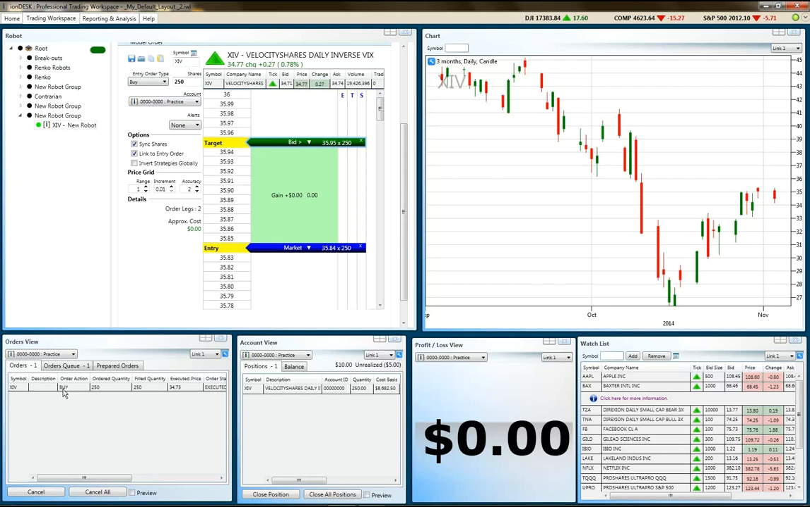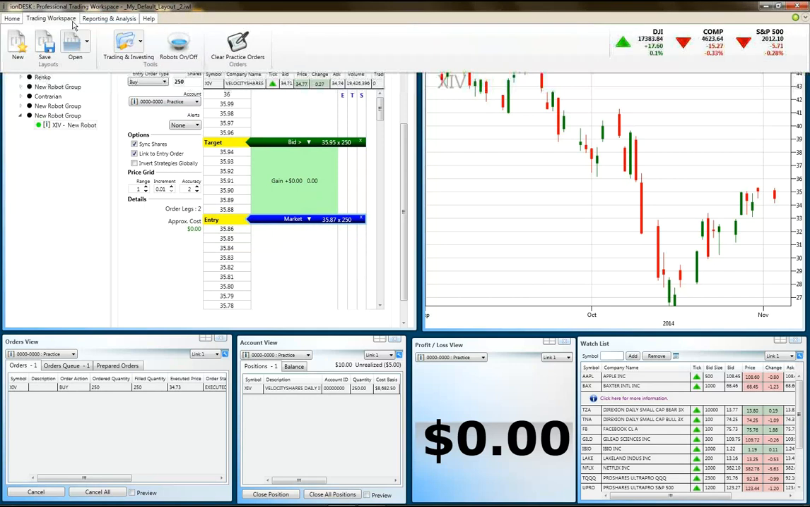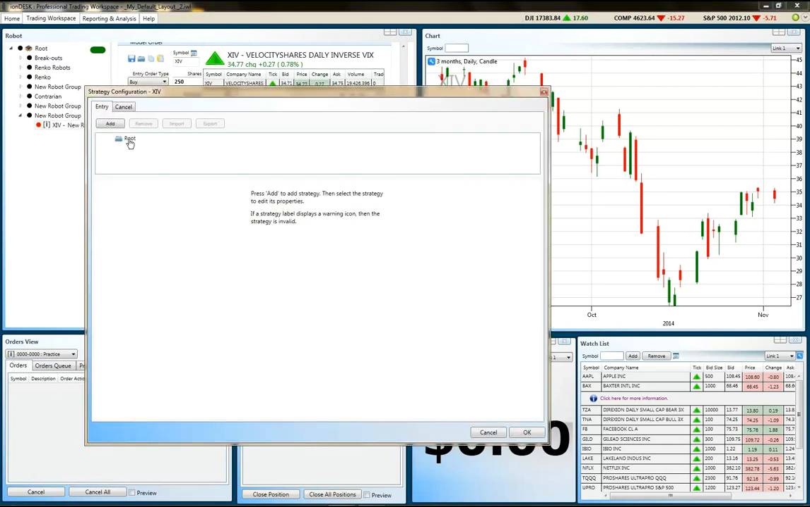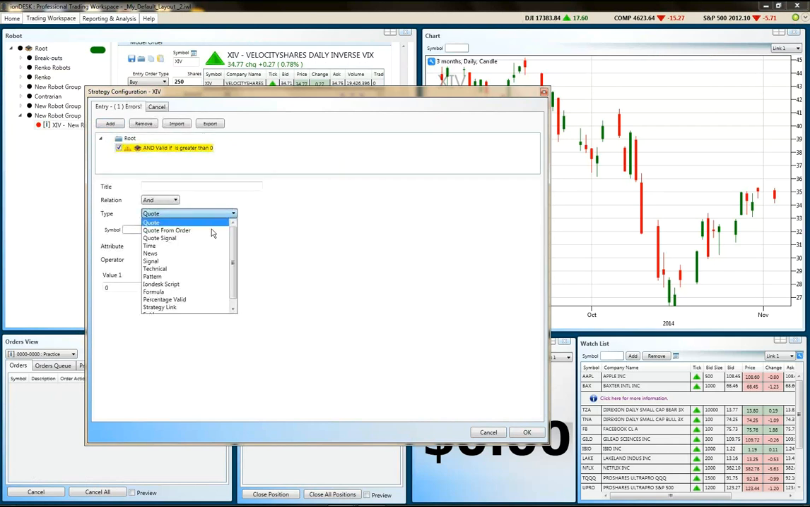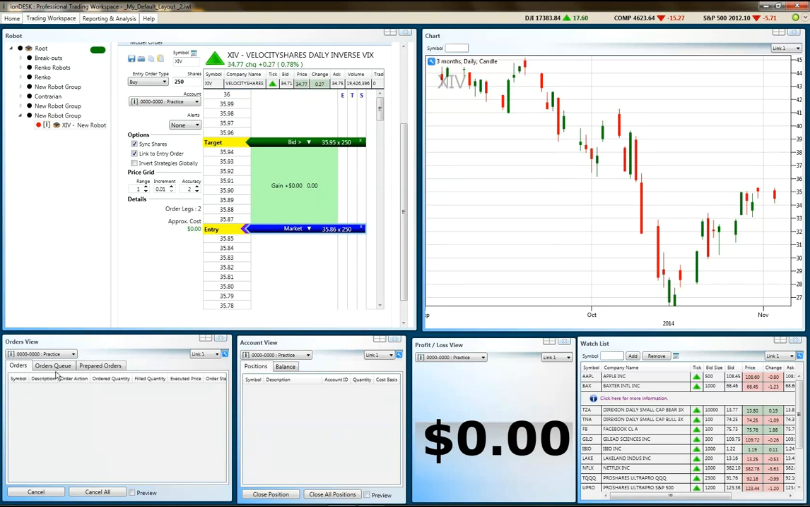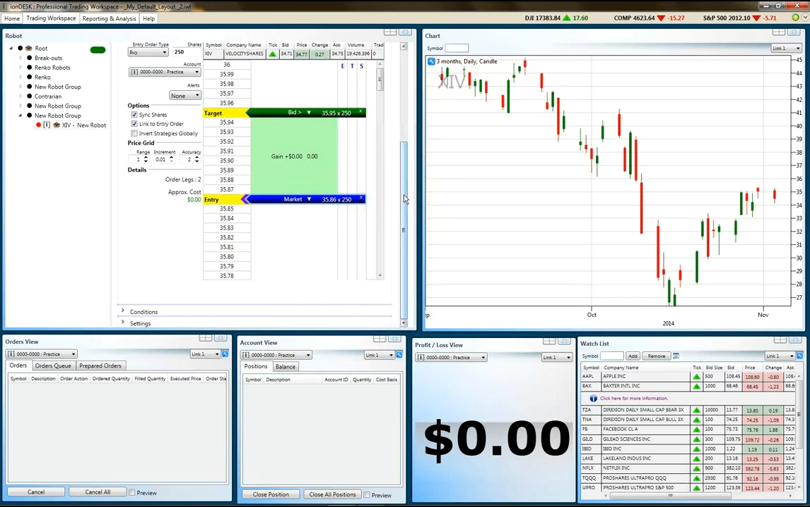As you can see, we've placed that XIV order because we didn't have a strategy attached to it. And so I'm going to clear my practice orders here at the very top. And as you can see, my robot is back offline. So what I'm going to do now is attach a strategy to the XIV that I know is not going to be true, and I'm going to say that if the time is less than 5:04, then it'll place the trade, and it should not place. It should keep it in the orders queue.